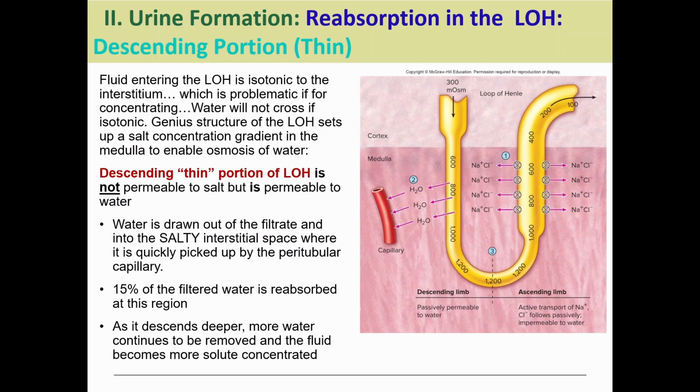So as we're descending in the loop of Henle, it's not permeable to salt, but it is permeable to water, which is why water is drawn out of the filtrate and into the interstitial space. It's important to note that as we are traveling down into that medulla, that interstitial space is really salty. There's a lot of ions, which is going to use osmosis to draw water out of the filtrate and into that space. So about 15% of the filtered water gets reabsorbed, and the deeper we get, the more water gets removed because the solute concentration gets higher and higher.